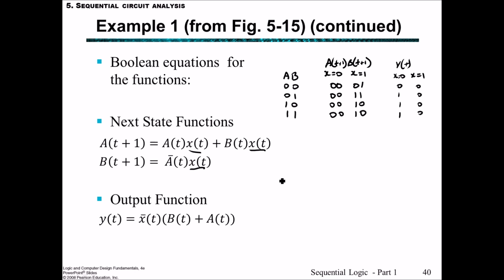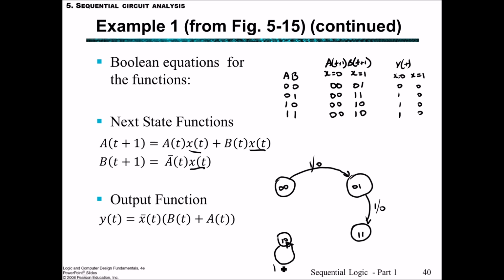So if we draw up that state diagram, we've got 0, 0, another state 0, 1, another state 1, 0, and another state 1, 1. We transition from 0, 0 to 0, 1 if we get x equaling to 1, and we output 0. From 0, 1, we transition to 1, 1 if we get x equaling to 1, and we output 0. From 1, 0, we transition to 1, 0 if x is equal to 1, and we get an output of 0. And from 1, 1, we transition to 1, 0 if we get an input of 1, and we also get an output of 0.